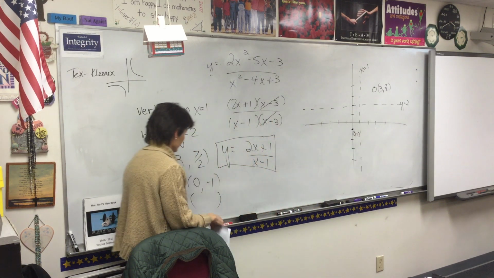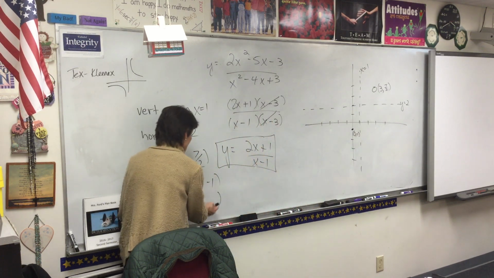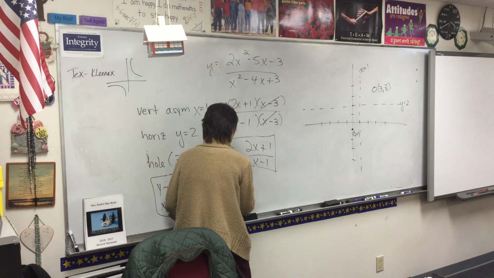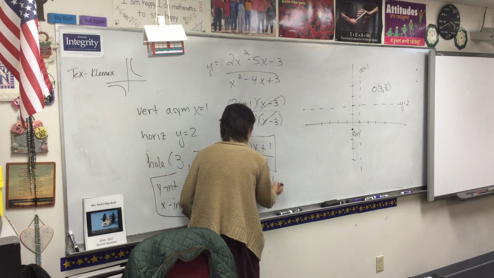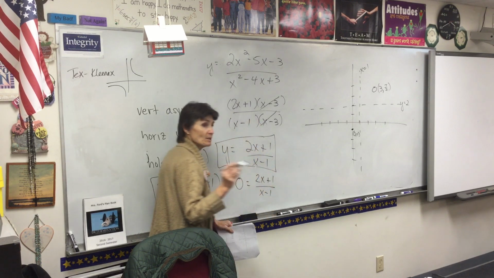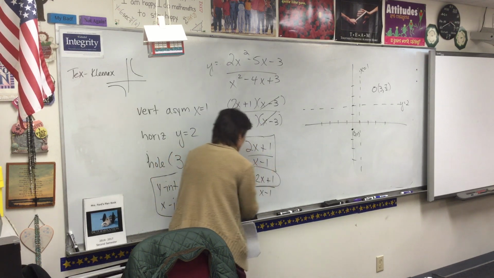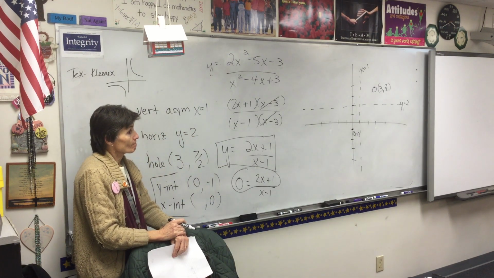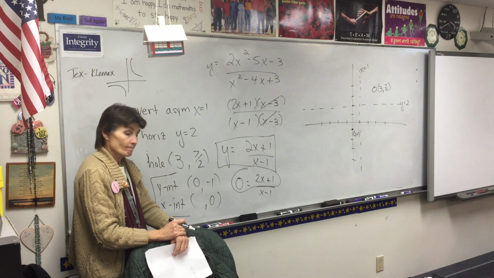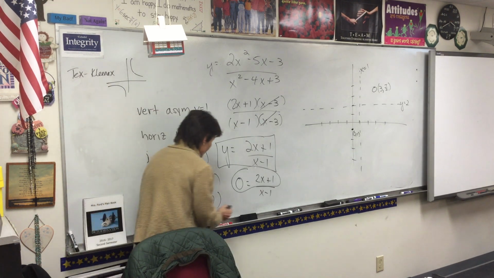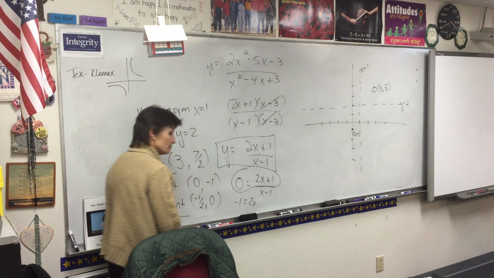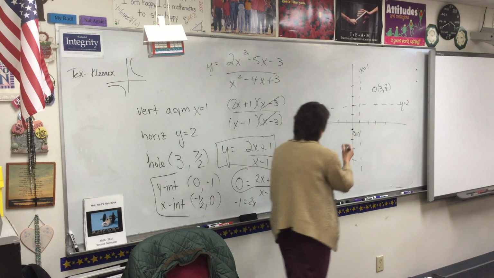And now I need to set it equal to 0. So I'm going to set this equal to 0. And remember, when you do that, you actually solve this part, right? Good? So what does that equal if I solve that? Negative 1 equals 2x. Did you get negative 1/2? Yes. Which is right here.